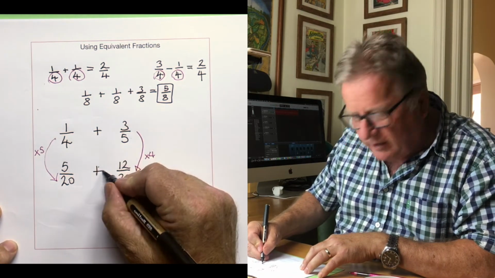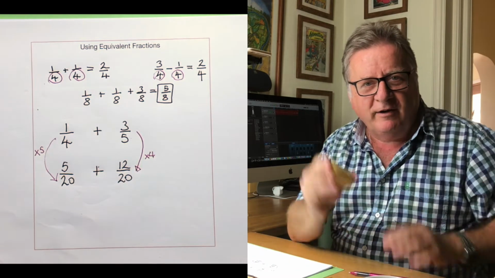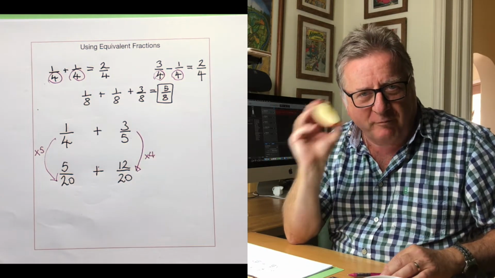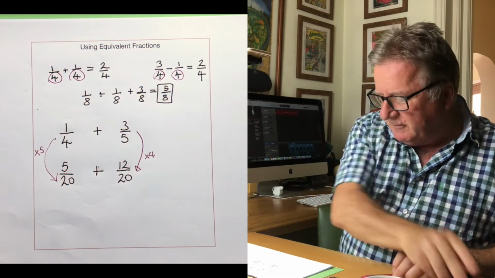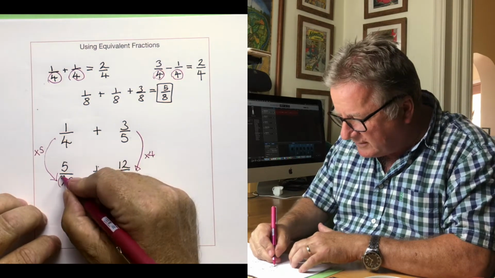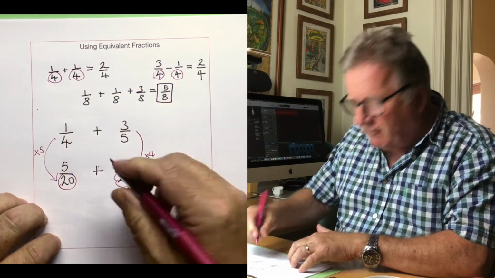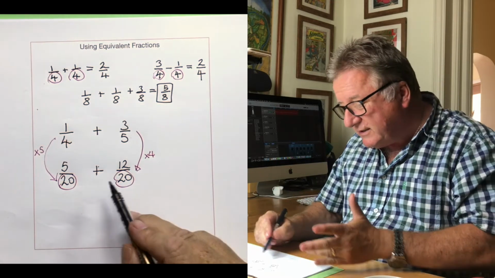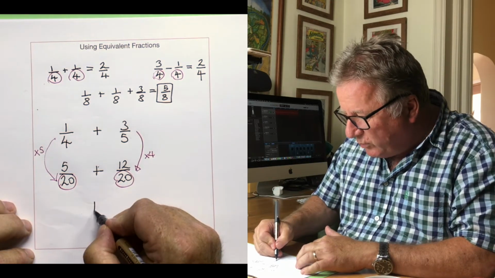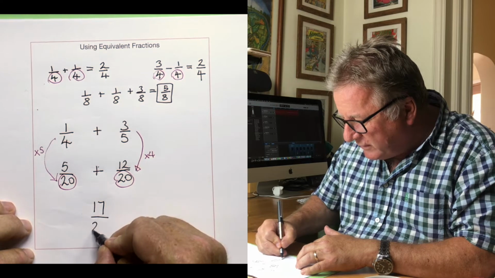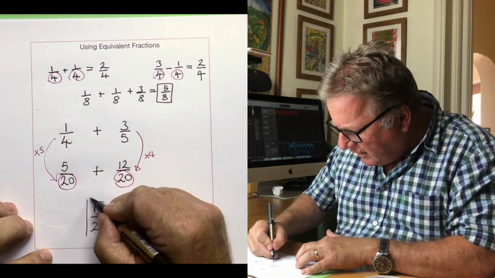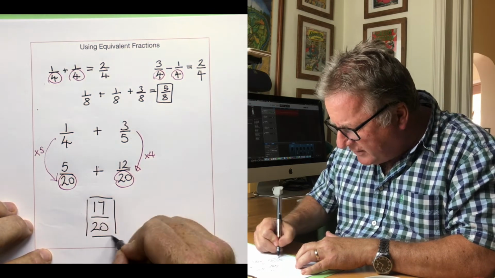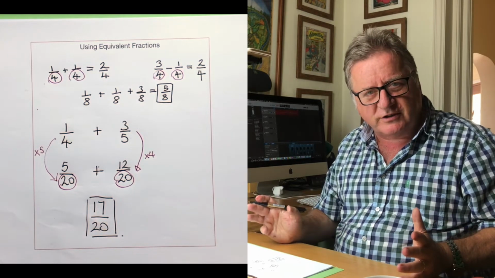Now, what I've done is I've done the apple. I've made them the same size pieces. You see, they're both 20ths. And I've got 5 20ths plus 12 20ths, which is 17 20ths. And that is my addition of fractions.